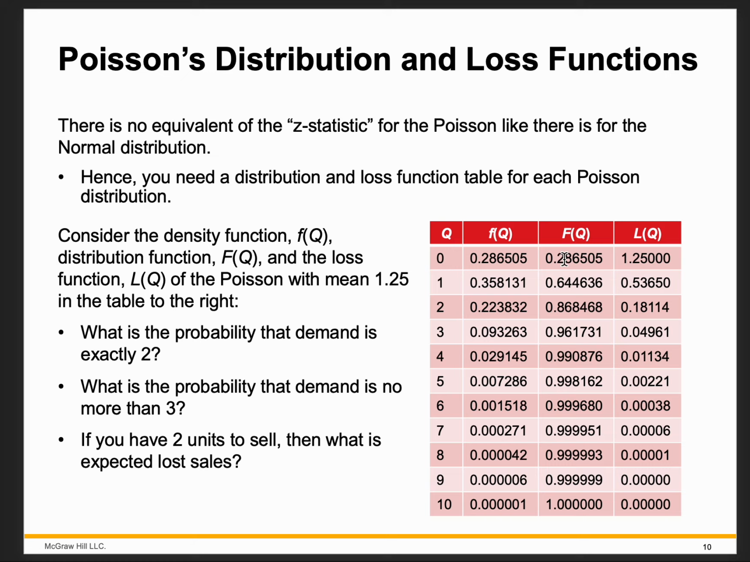So this is the probability. For 0, the probabilities are the same. For 1, the cumulative probability is the sum of the probabilities. For 2, this is the sum of all three probabilities, anything 2 or less, right? Cumulative probability. So you'll notice that this adds up to 1. And finally is the loss function. The loss function is slightly more complicated, but again, you can generate this in Excel.